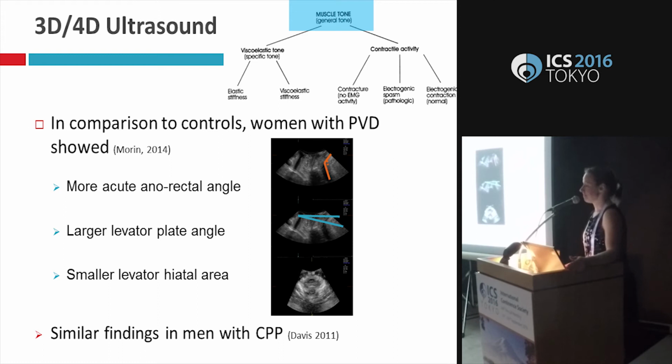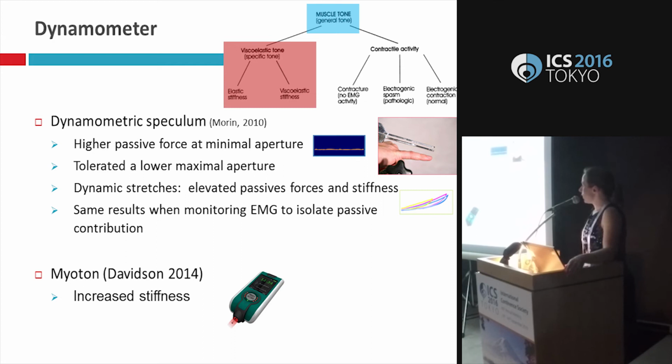So about the dynamometer, we found also that women with pelvic pain have higher passive forces at minimal aperture. So when the speculum's two branches are closed, they also tolerated less aperture. This is a kind of measure of flexibility: when we increase the anteroposterior dynamometer by separating the two branches, they tolerated less aperture. We also did a condition where we stretched the muscle dynamically at a constant speed. So we increased the aperture and reduced the aperture 5 times, and we were able with that to assess the passive forces, so the tone, and also the stiffness. Sometimes you hear that word too, stiffness. It's the variation of force divided by the variation of change in the muscle length.